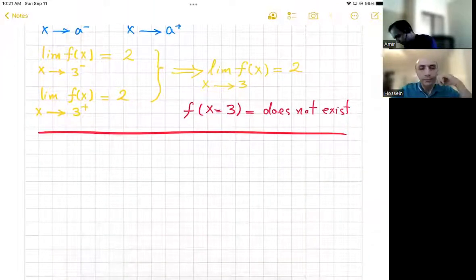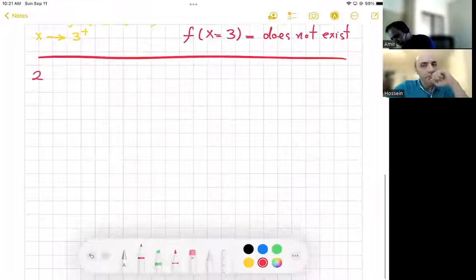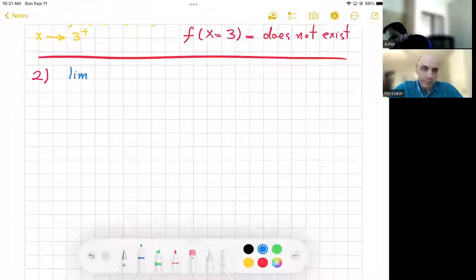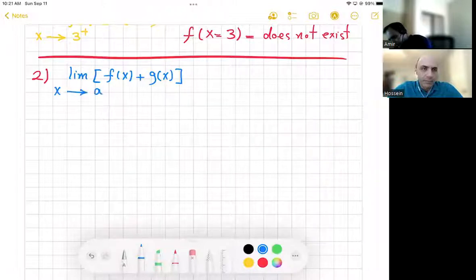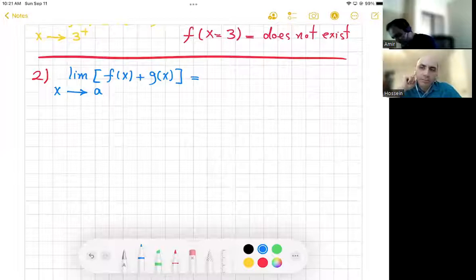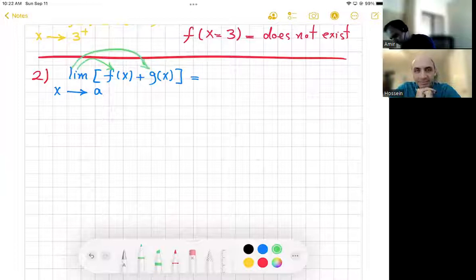Oh, I think I have to go a little up. Okay, for that theorem: the limit of f of x plus g of x when x approaches a value like a is equal to the limit of f of x plus the limit of g of x. In other words, the limit can actually go inside the summation.